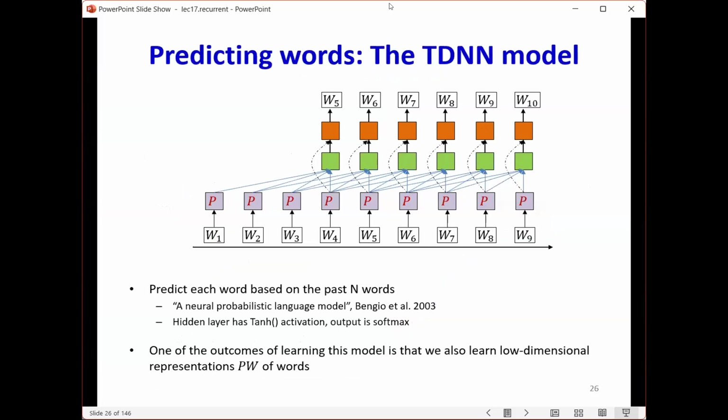So here's what it is. It's the TDNN model. You're predicting each word based on the past n words. This was originally proposed like this in this paper, Bengio et al. in 2003, where each of the words is first passed through the projection layer. And then you just have a simple TDNN model where it's trying to predict the next word in the sequence by looking at the previous n words. So you don't need explicit labels because the label at time t is the input at time t plus 1. Nevertheless, this is just a TDNN model. This making sense? And this is just TDNN.